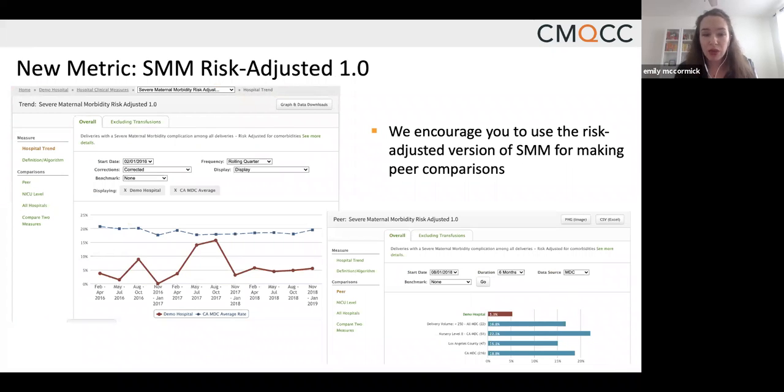Next, like I mentioned, we have our new risk-adjusted version of SMM. This is available on the hospital clinical measures list, or you can always use this toggle at the top to toggle between the measures. And we really encourage you to use this risk-adjusted version for your peer comparisons. So that way you can take into account the comorbidities that your patients are coming in with. So this is available, and it's in addition to, not in lieu of, the regular SMM metric.